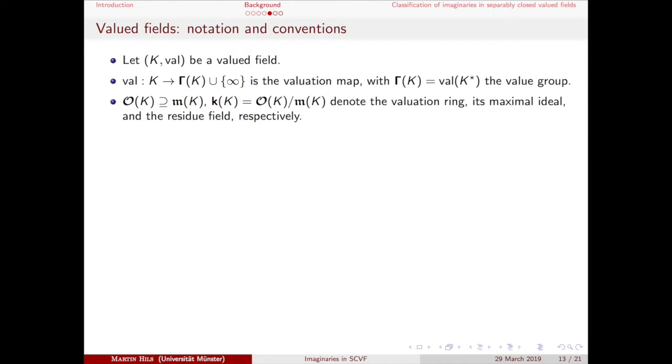v of x times y is v of x plus v of y, and v of x plus y is bigger or equal to the minimum of v of x and v of y, and then the other condition I already used: v of x is infinity if and only if x is 0. So these are the axioms of the valued field.